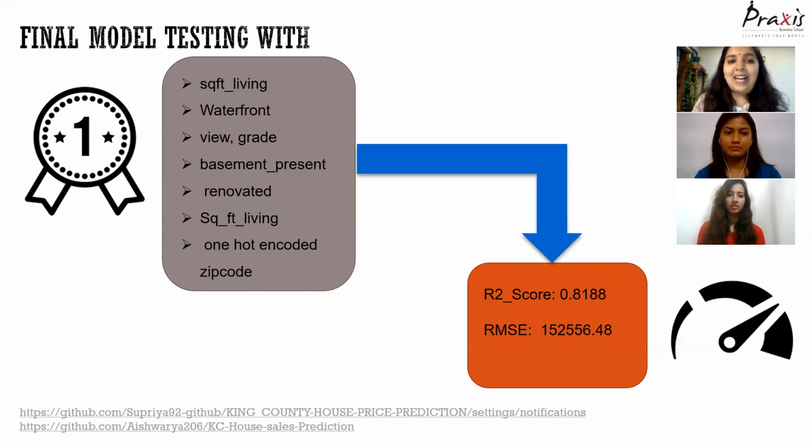Now, in the last phase, we put our test data into the model which we have created, with the feature set which was giving us the best result during validation. And this gave us a very good score on the test data as well, which is 0.8188. And we are quite happy now.